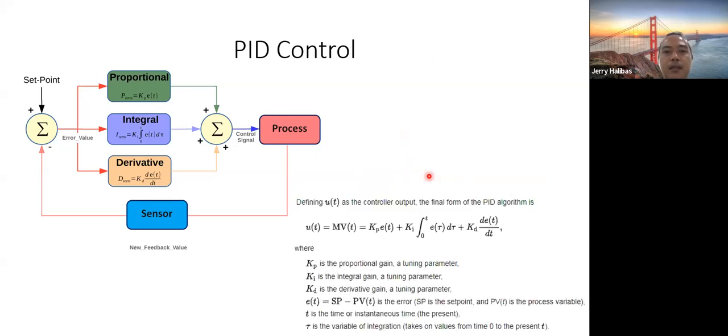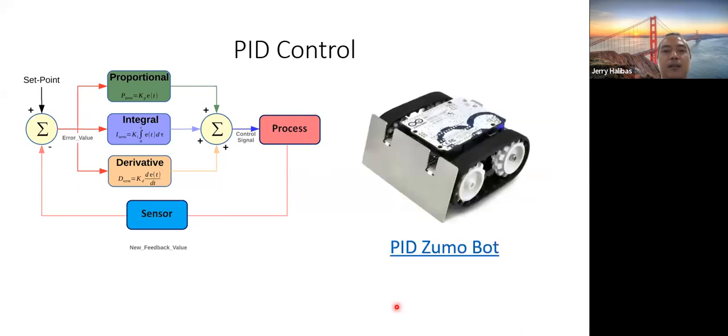Okay? Now, if you're interested in the mathematical side, after all, you have completed your calculus. So this is the equation. The u(t), the controller output, also known as the manipulated variable, is equal to this formula. Okay, so take note that the error value is simply the set point minus the process variable value. Okay, it's just a recall.